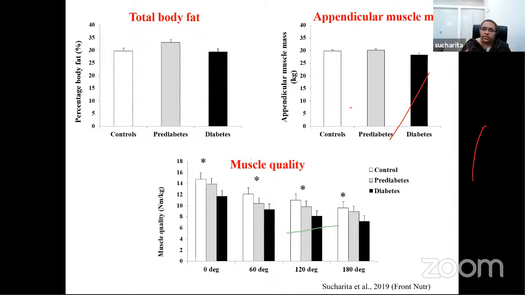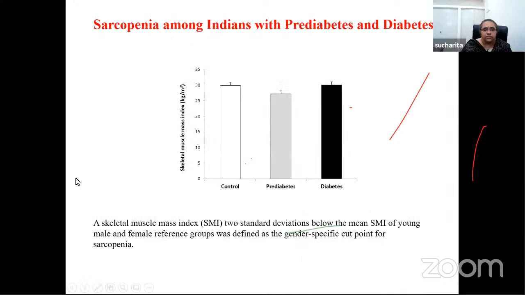So, though the type 2 diabetes individual had still lower muscle quality, the muscle quality between pre-diabetes and diabetes were similar. We went on looking at whether they were sarcopenic, because sarcopenia is a status which is universally looked into, whether the muscle mass is reduced. It is derived by using a simple index of skeletal muscle mass index, where you divide the mass by the height in order to derive skeletal.